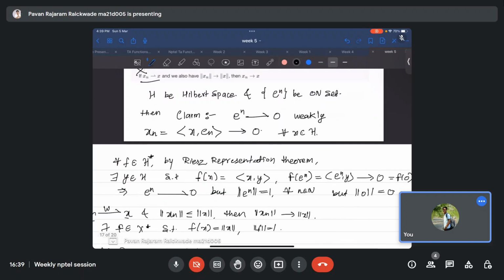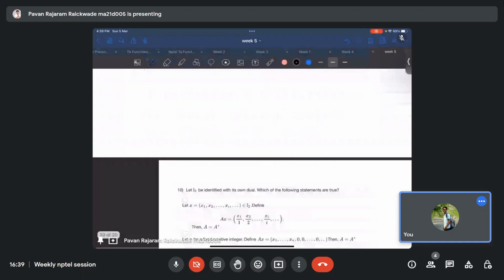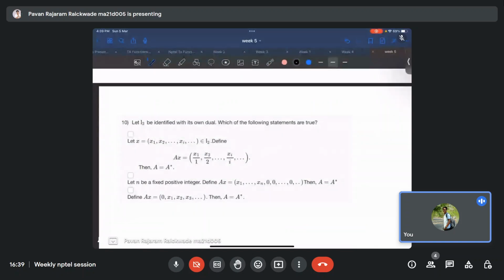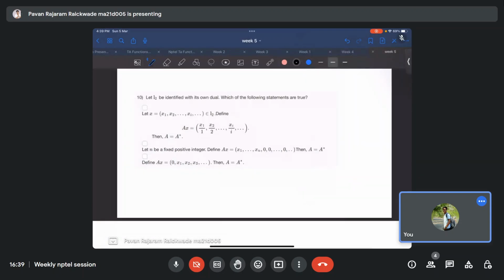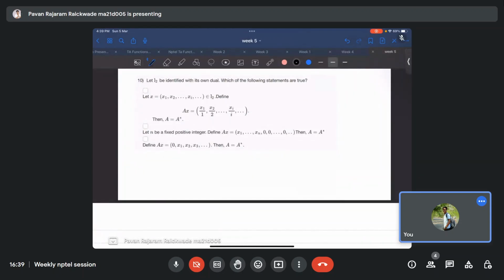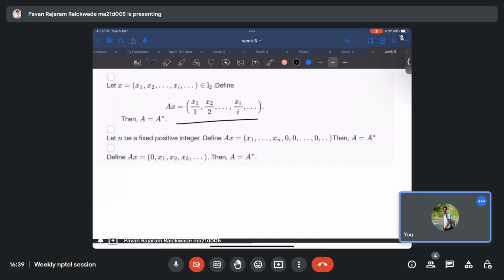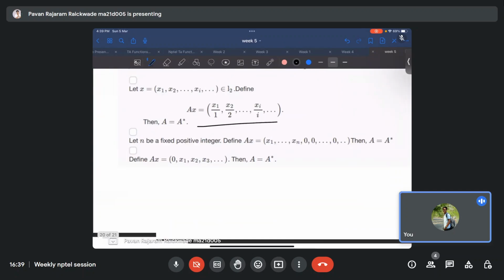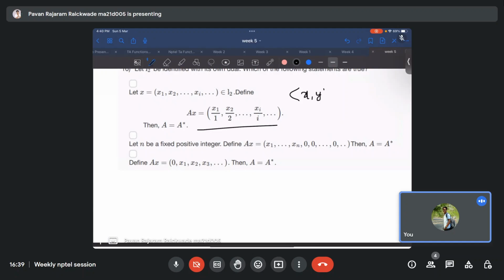So question number 10. Let L2 be identified with its own dual. When you identify L2 with its own dual, A star is simply the adjoint of A. The operator A is given. We want to find what is the adjoint of A. So you know what is the inner product of L2? The inner product of x with y is summation xi yi bar, i going from 1 to n.